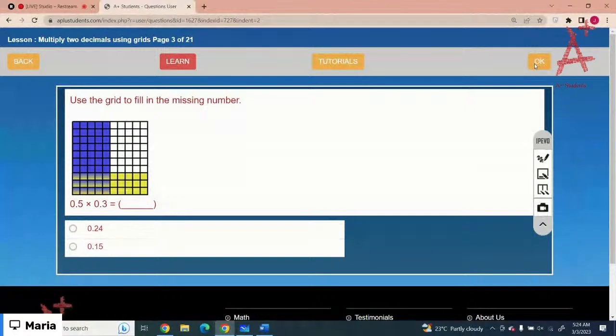Use the grid to fill in the missing number. 0.5 times 0.3 equals, which is the correct option? 5 times 3 is 15. That would be 0.15. Option number 2 is the correct option. Got it?